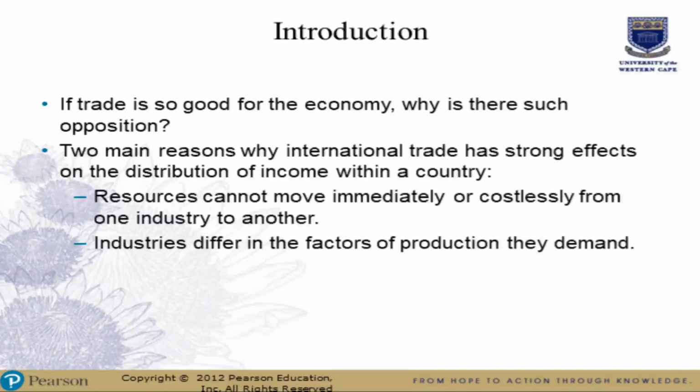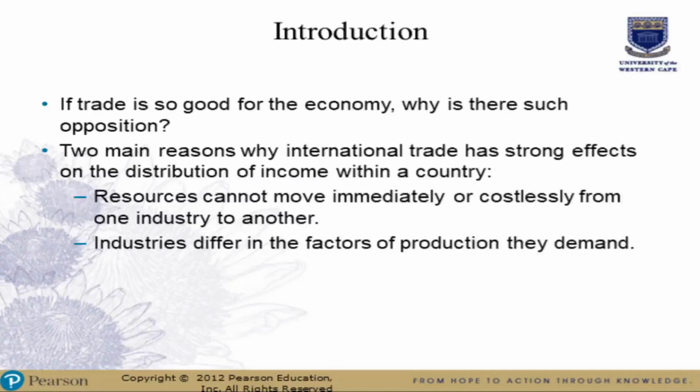There are two main reasons why international trade has strong effects on the distribution of income. These are that resources cannot move immediately or costlessly from one industry to the other, and industries differ in the factors of production they demand. Therefore, a change in the goods produced in the country causes a fall in demand for some factors whilst increasing the demand for other factors. This implies that while trade is beneficial to a nation, it often hurts some groups of people in the short run and potentially, but to a lesser extent, in the long run.